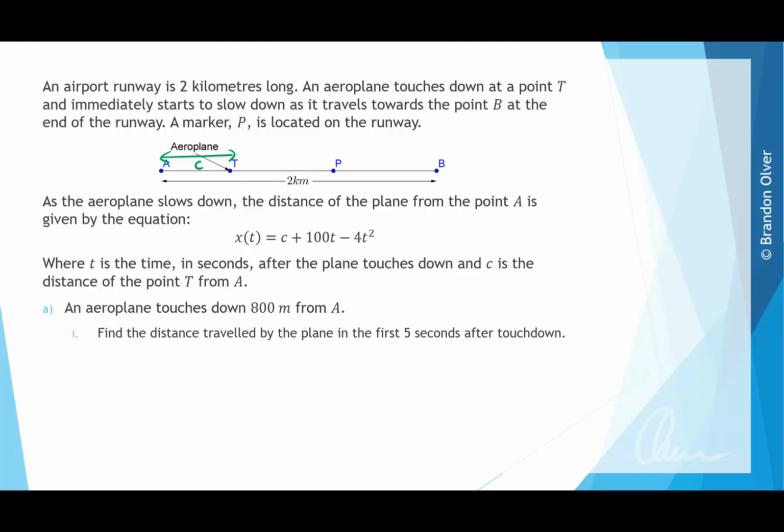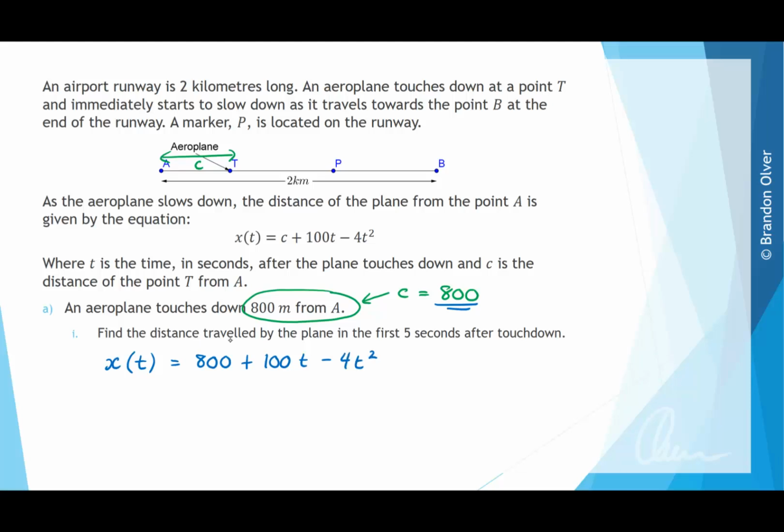For part A, we're told that an aeroplane touches down 800 metres from the point A. So in that case, we know that our value of c for part A is going to be 800. So for part 1 of question A, we're asked to find the distance travelled by the plane in the first 5 seconds after touchdown. So the distance that the plane travels in terms of the time t can now be written as 800, which is the value of c, plus 100t minus 4t squared.